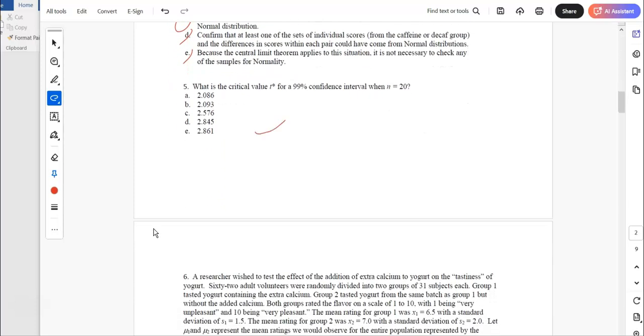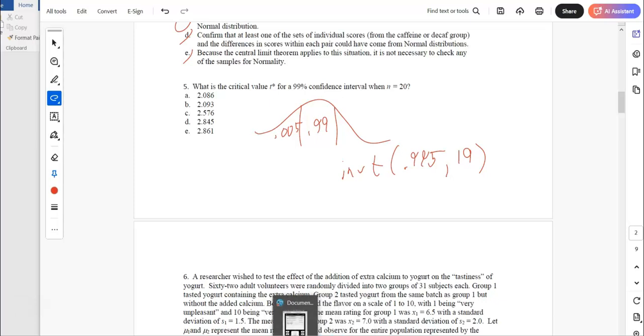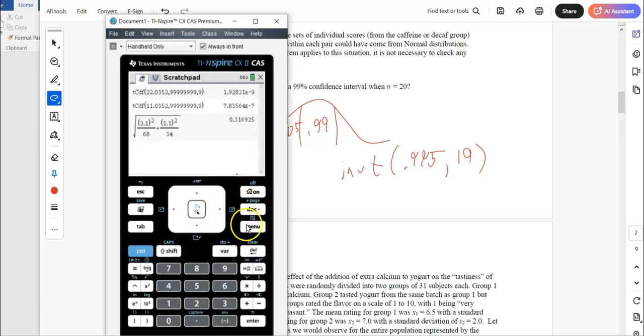Okay, this is kind of a fun one. Pretty straightforward here. So 0.99, so there's 0.005 over here, so you can go inverse T, 0.995, comma, degrees of freedom 19, and you're going to type that in your calculator. And when you do that, let's see, to get there, it's been a while.